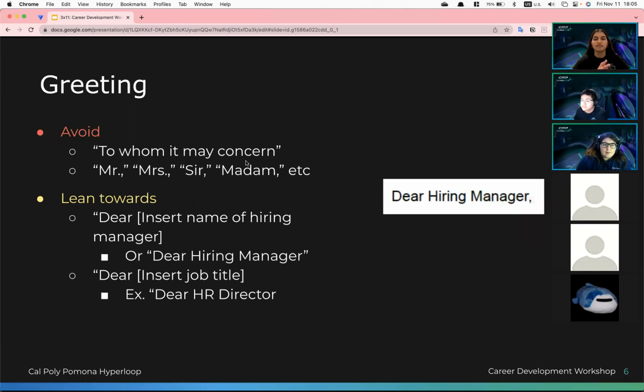The greeting is the salutation. Would we say dear Mr. or Mrs.? But those are quite outdated and we don't use them as much these days, especially to whom it may concern. So instead of using Mr. or Mrs., we're going to lean towards using dear. And if you can find the name of the hiring manager, use that. Or if you can't, just say dear hiring manager. Or it could be dear HR director or hiring team, but don't use the more outdated ones.